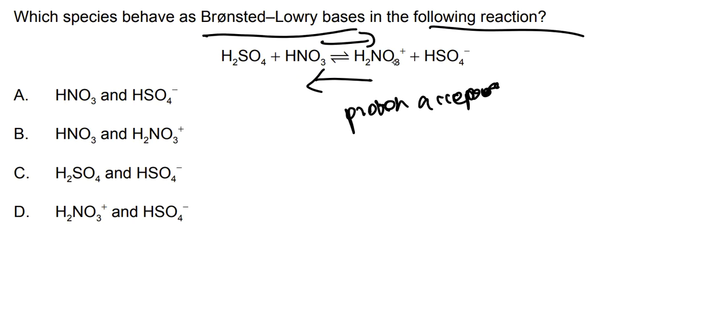So we have nitric acid accepting a proton. So we have nitric acid acting as a Bronsted-Lowry base. And on this side we have hydrogen sulfate gaining one more proton, or one more H, to become sulfuric acid. So hydrogen sulfate looks like the other answer. So A seems to be the correct answer.